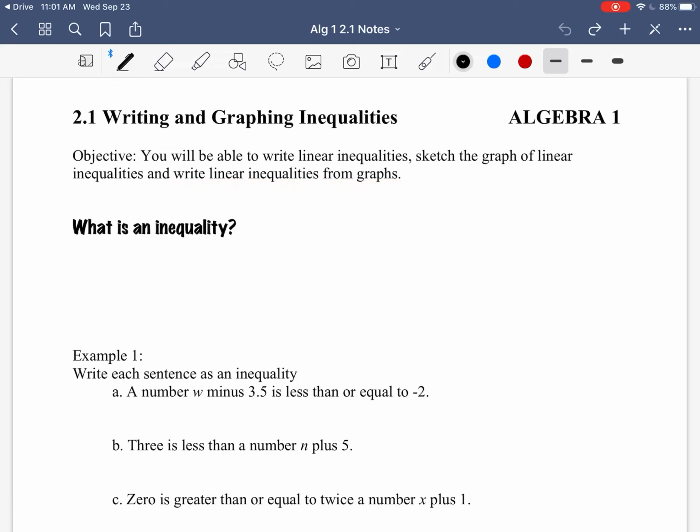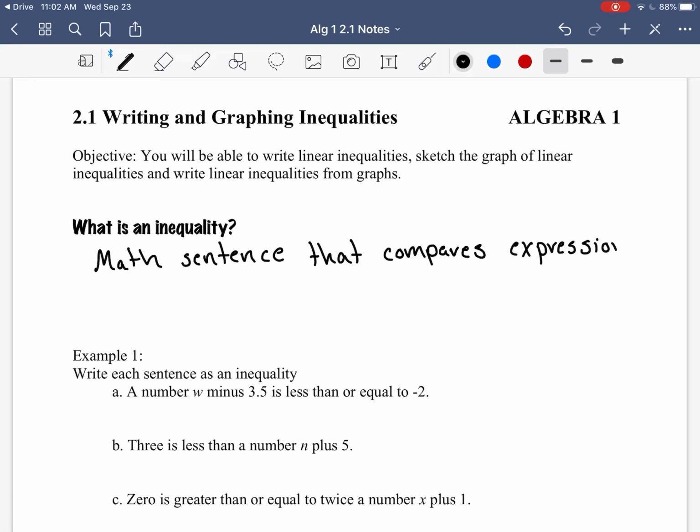So first we need to talk about what is an inequality. An inequality is a mathematical sentence, so it's a math sentence that compares expressions. So instead of saying two expressions are equal, it compares them by saying is one bigger than the other, one is less than the other.